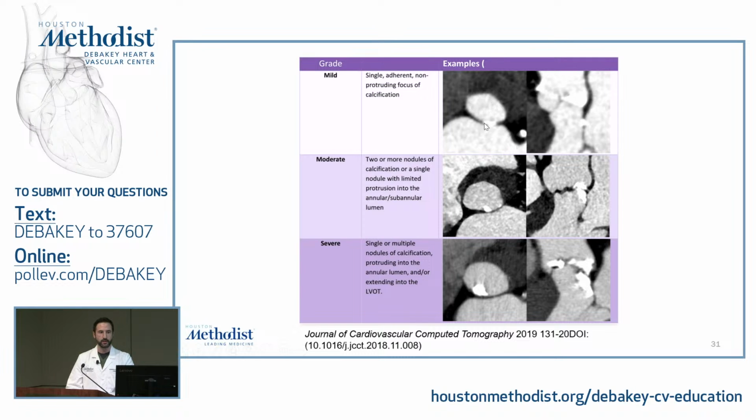So here's how you grade aortic annular calcification. It can be either mild. You see the single adherent non-protruding focus. See this calcification here is not really protruding inside the LVOT.